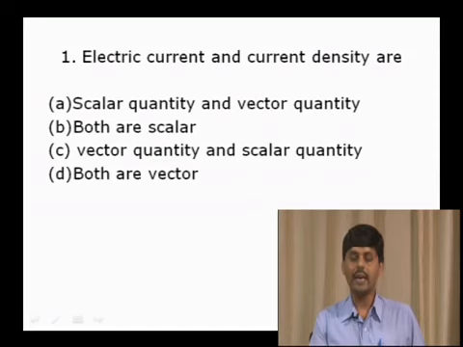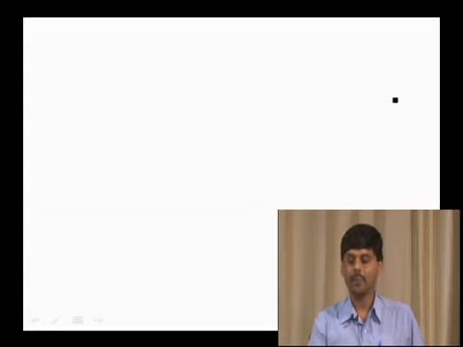Current is a scalar quantity, even though it has both magnitude and direction, it belongs to scalar quantities. One is clear, current is a scalar. Next we will move on to current density. Current density is a vector, it is in the direction of the motion of the positive charges. Therefore, the correct option is: current is a scalar quantity and current density is a vector quantity. The correct answer for this question is A.